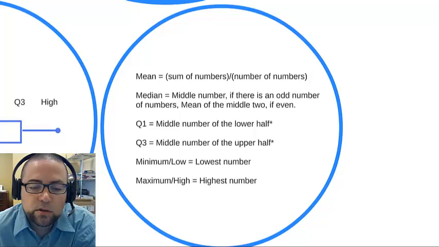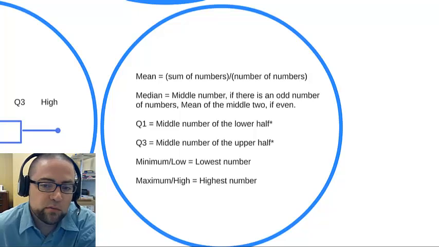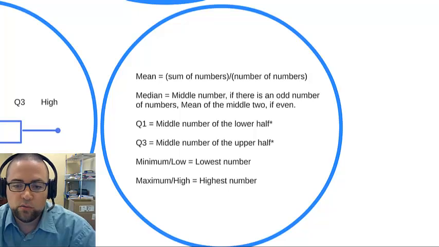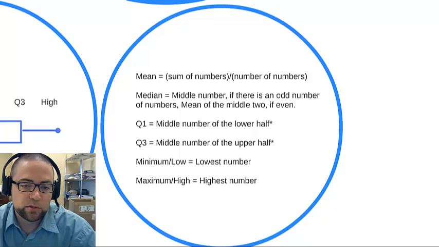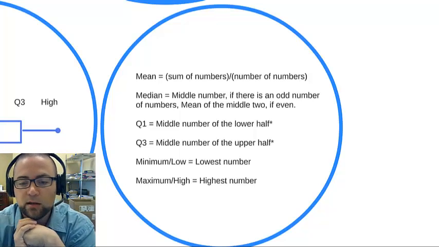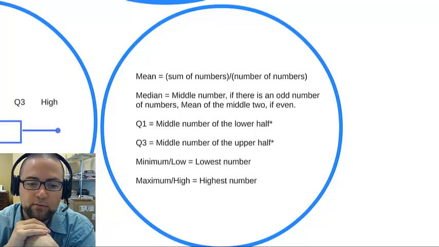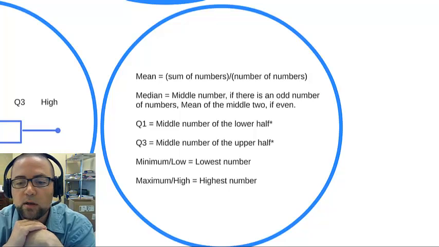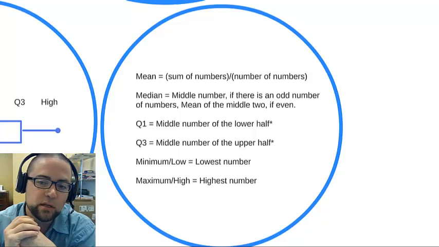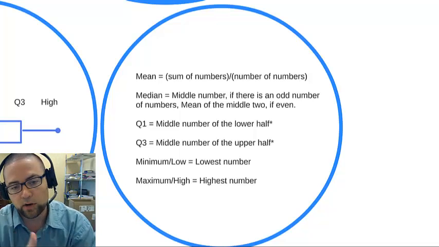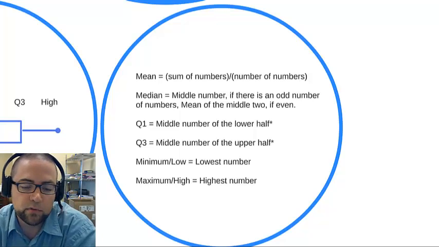The median is considered the middle number if there's an odd number of numbers, and it's the mean of the middle two if there's an even number of numbers. So we don't really have a middle number when we have an even number of numbers. So we take the mean of the middle two. So we're going to take those two numbers, add them together, and divide by 2. Then Q1 is the middle number of the lower half, and Q3 is the middle number of the upper half. But there's one little trick to it. If there's an odd number of numbers, it's that middle number. But if there's an even number on the lower half or upper half, you have to take the mean of the middle two again.